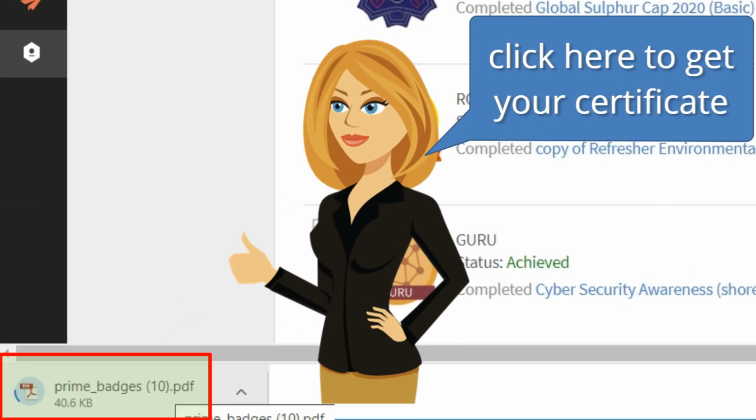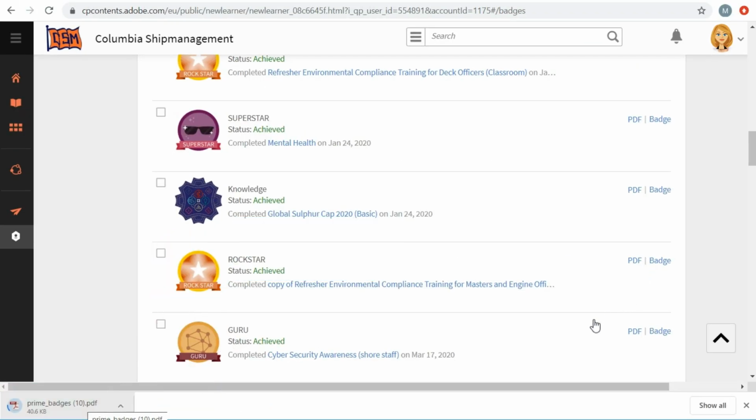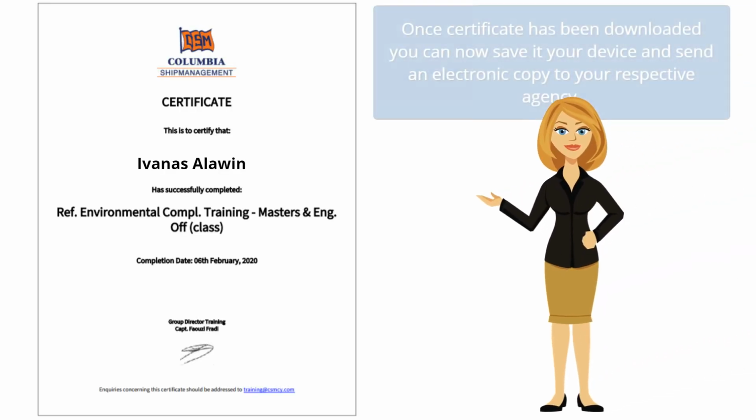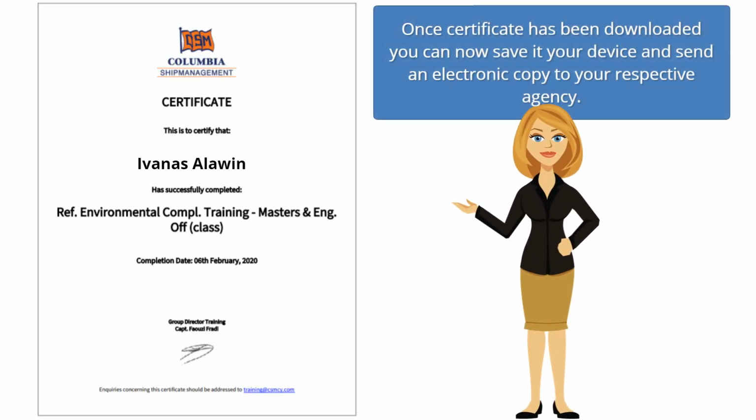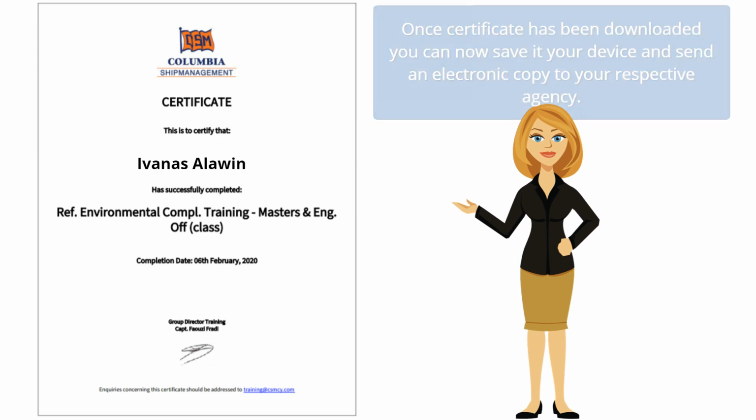Open the downloaded PDF file from CSM Online Academy platform. Once certificate has been downloaded, you can now save it to your device. Then send an electronic copy to your respective agency.